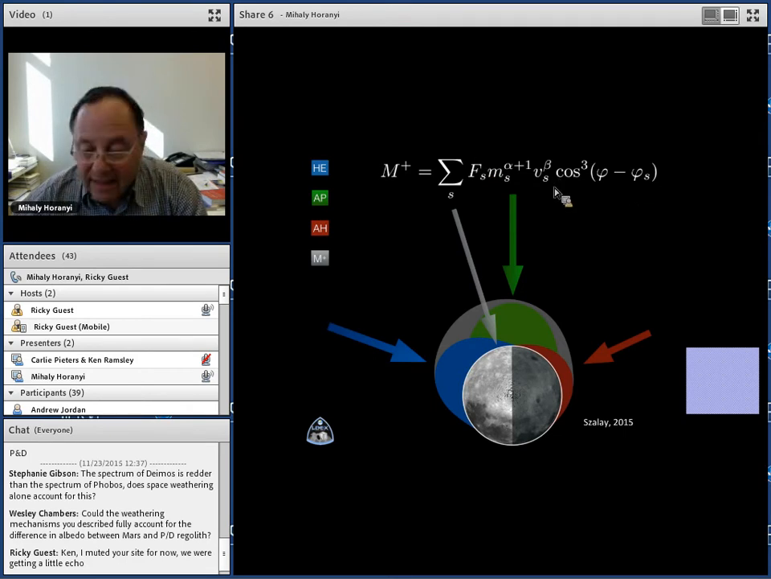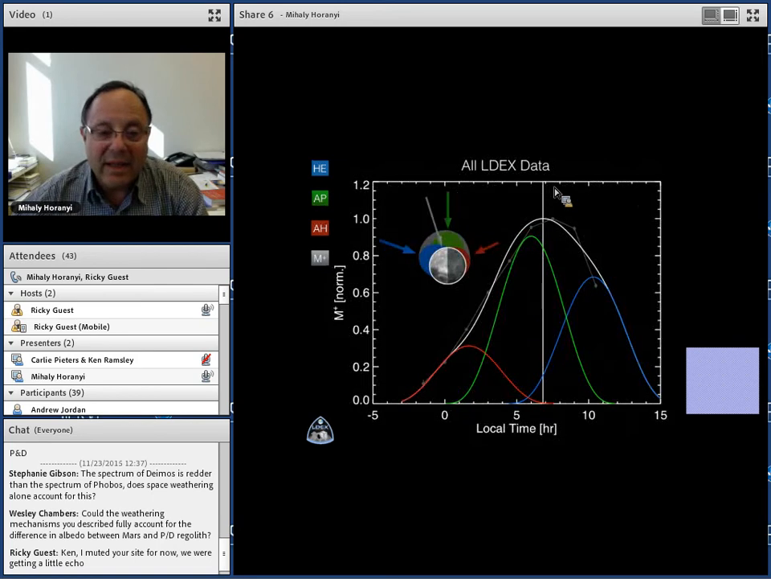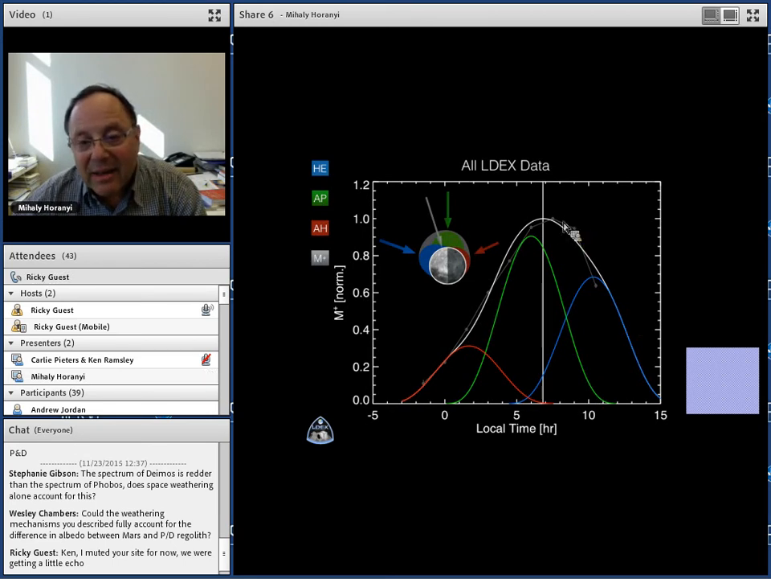And it does work out remarkably well that the linear combination of these three sources, which is the red, the green, and the blue, if you add them up, you get the continuous red line, and the gray dots represent our measurements. So we really see the same kind of sources of meteoroids as ground-based radar people do in our ejecta clouds around the moon.